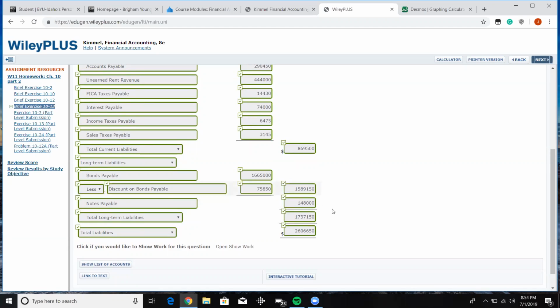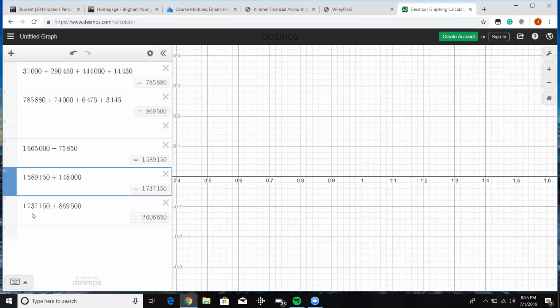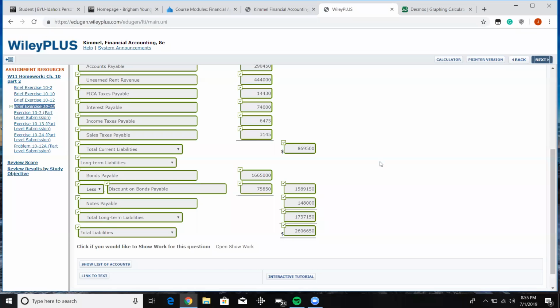Just adding those two, and then bringing it all together, our total liabilities are going to be our current liabilities added to our long-term liabilities. And so we're going to take that $1,700,000, add the $869,000 from our current liabilities, which brings our total liabilities up to $2,606,650. I really hope we have some cash.